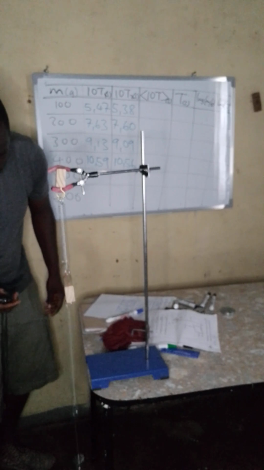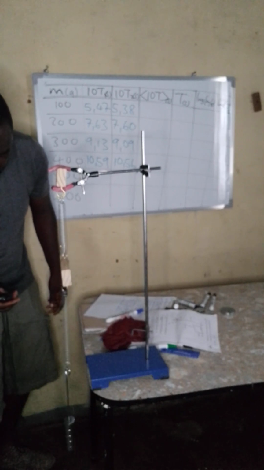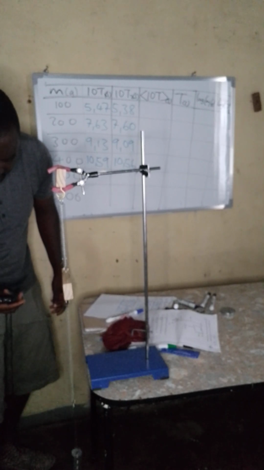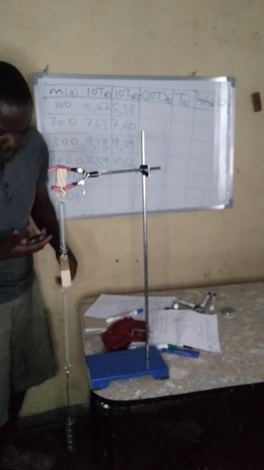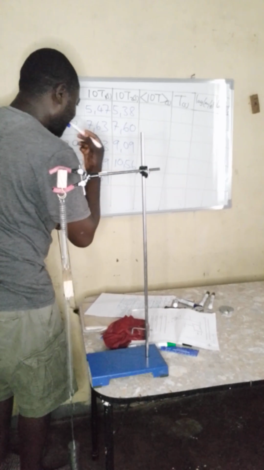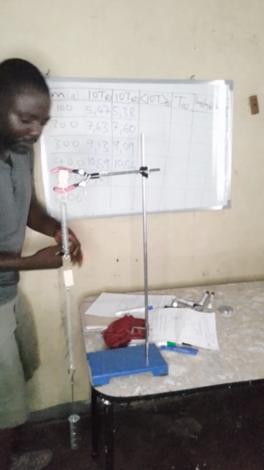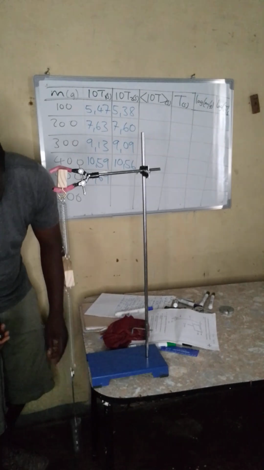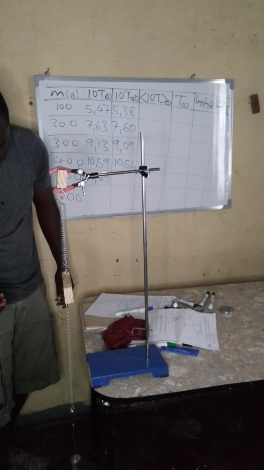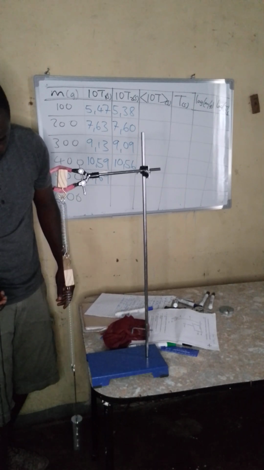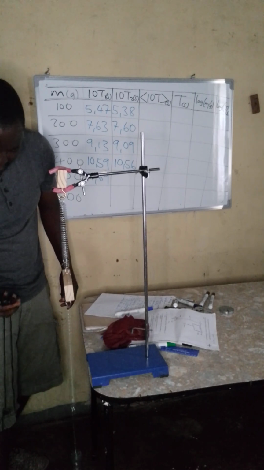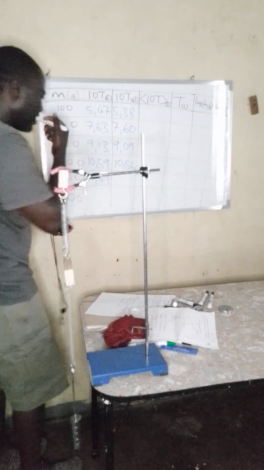0, 1, 2, 3, 4, 5, 6, 7, 8, 9, 10. 11.69. Repeat again. 0, 1, 2, 3, 4, 5, 6, 7, 8, 9, 10. 11.78.